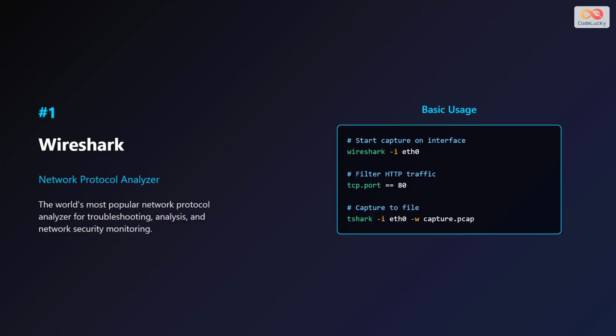To start a capture on a specific network interface, such as eth0, you can use the command wireshark followed by the flag -i and then the interface name. To filter for specific traffic, like Hypertext Transfer Protocol, use the filter tcp.port == 80. To capture network traffic and save it to a file, use the tshark command with the interface flag -i followed by the interface name and the write flag -w to specify the output file name.